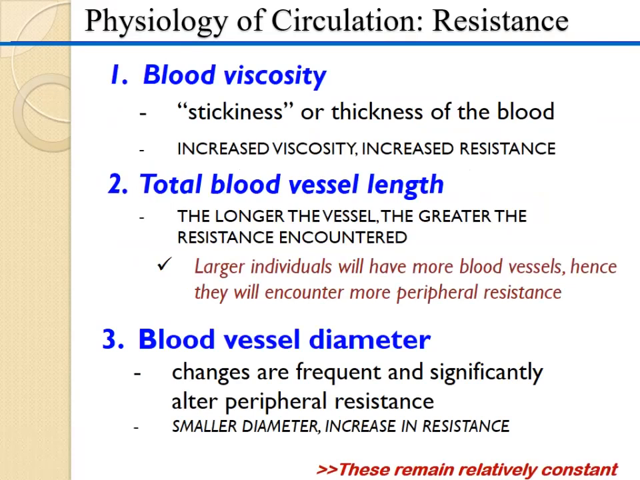From this point on, this lecture tonight is going to be a lot of putting these things together. Whatever increases or decreases the flow, increases or decreases the blood pressure. That's a lot of what we're going to see tonight, the management of the vessel system, really. Also, the longer the vessel, the greater the resistance. So larger individuals will have more blood vessels, therefore encounter more peripheral resistance.